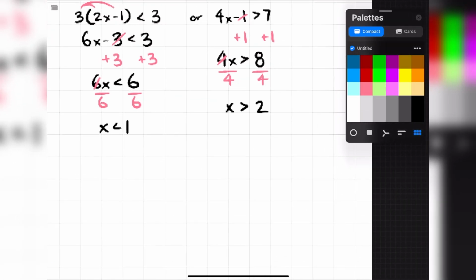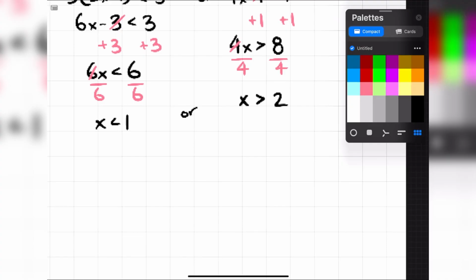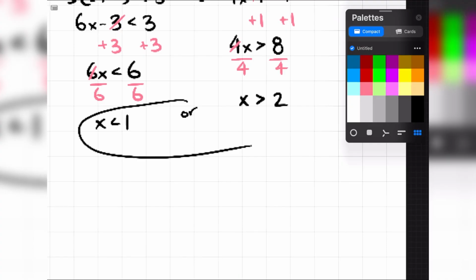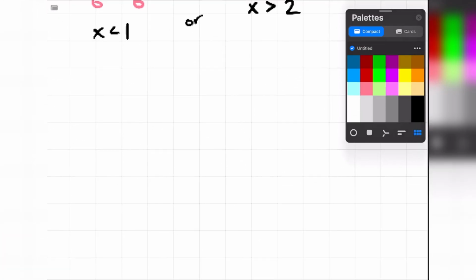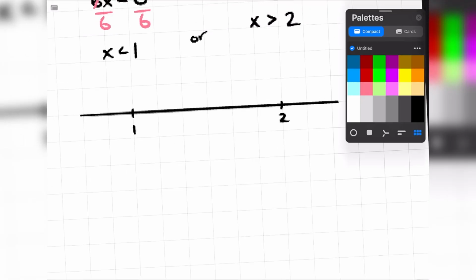And remember, this is "or", so your answer when you type it in for the inequality notation solution is going to be this. You type that in. The answer is this one or this one. Now, to put it on the graph, we have 1 and then we have 2.